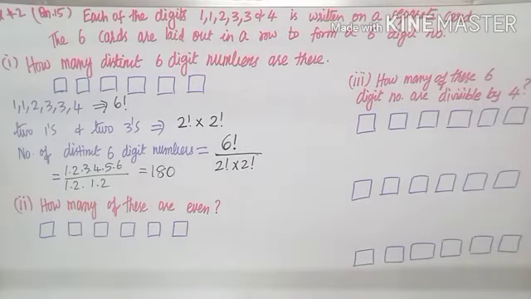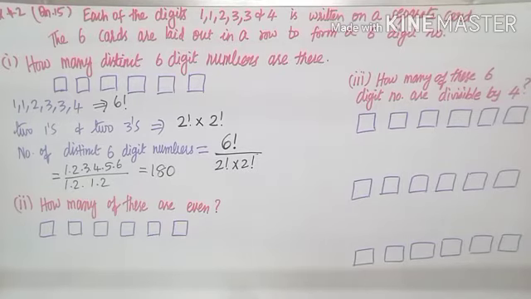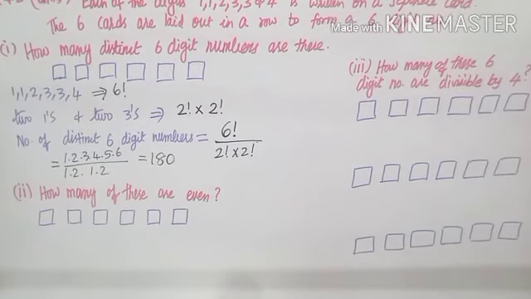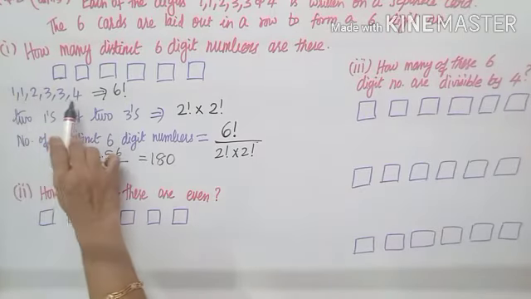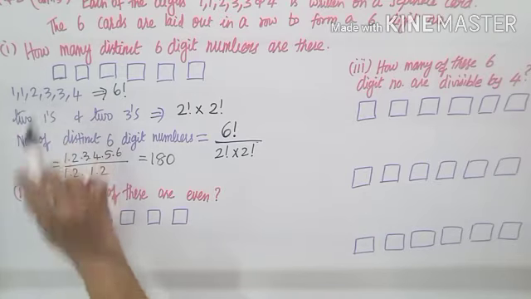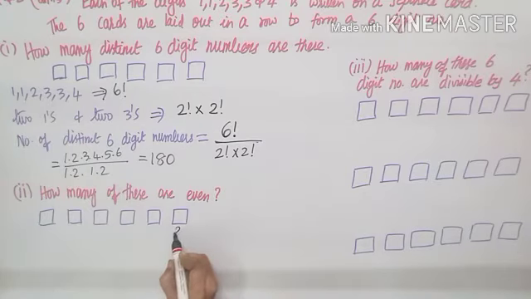The second subdivision: when we form the 6-digit number, how many of these are even? What do you mean by an even number? Even numbers end with an even digit. Out of the given digits, 2 and 4 are even. So the units place can have either 2 or 4. So how many ways? 2 ways.